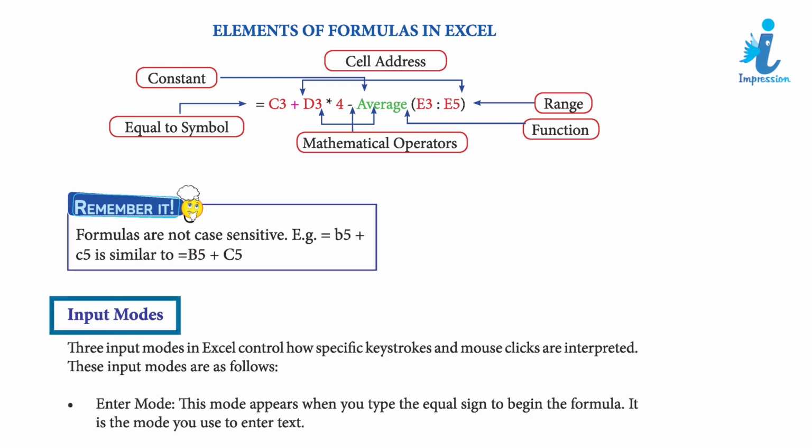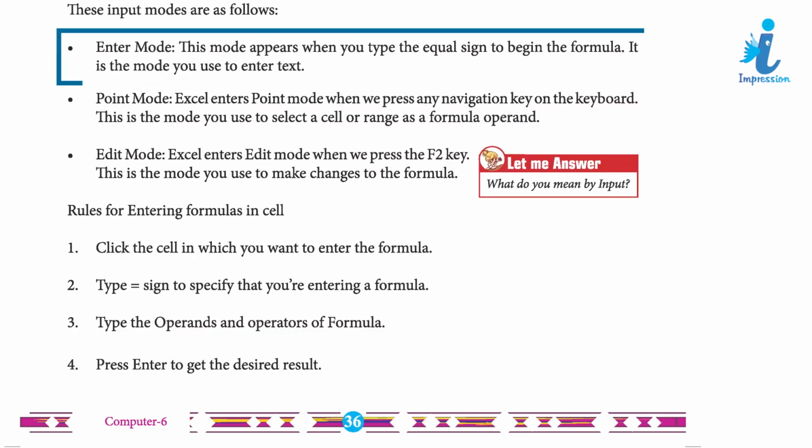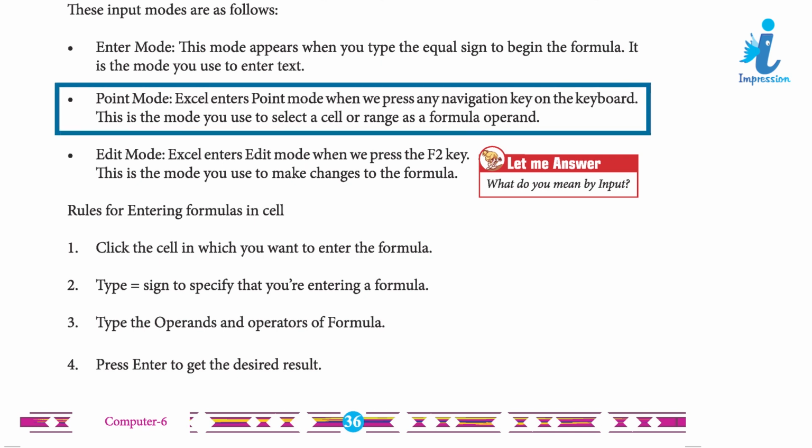Input modes. There are 3 input modes in Excel that control how specific keystrokes and mouse clicks are interpreted. These input modes are as follows. Enter mode: this mode appears when you type the equal sign to begin the formula. It is the mode you use to enter text. Point mode: Excel enters point mode when we press any navigation key on the keyboard. This is the mode you use to select a cell or a range as a formula operand.